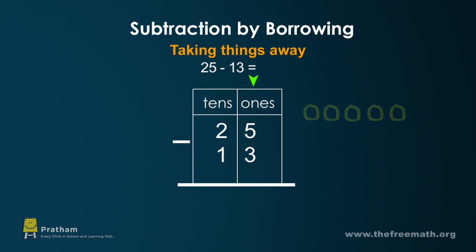So let's draw 5 dots. These are 1, 2, 3, 4, 5 dots. And take away 3 from it. That means subtract 3. So we are left with 2. That means 5 minus 3 equals 2.